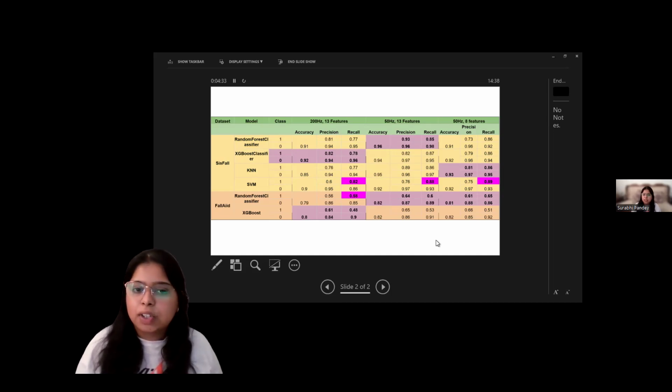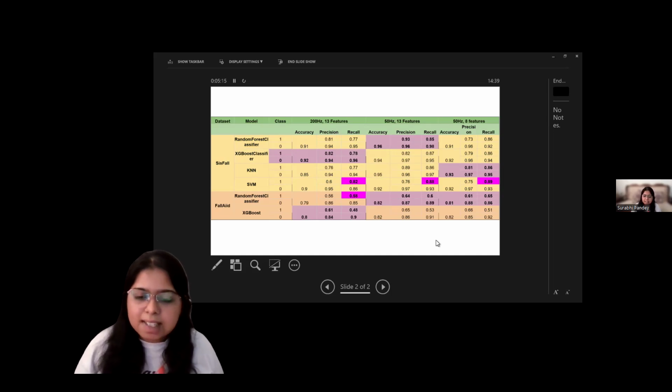Class one here is actually fall and class zero is ADL. Let me first introduce what exactly fall and ADL are. Fall is definitely a human fall. When a human falls, the label comes out to be one. And zero is ADL. ADL is activities of daily living, like when we are walking, running, jumping, sitting. That gives us label or class as zero.